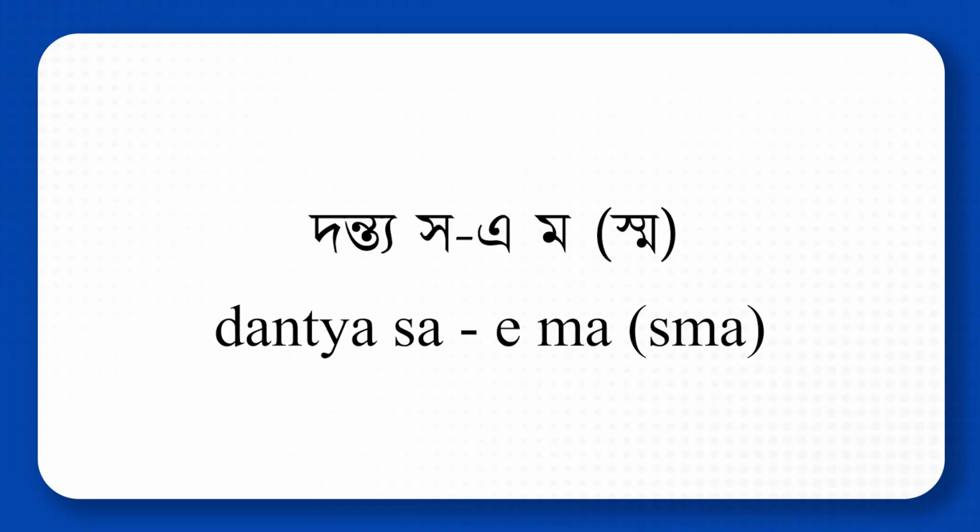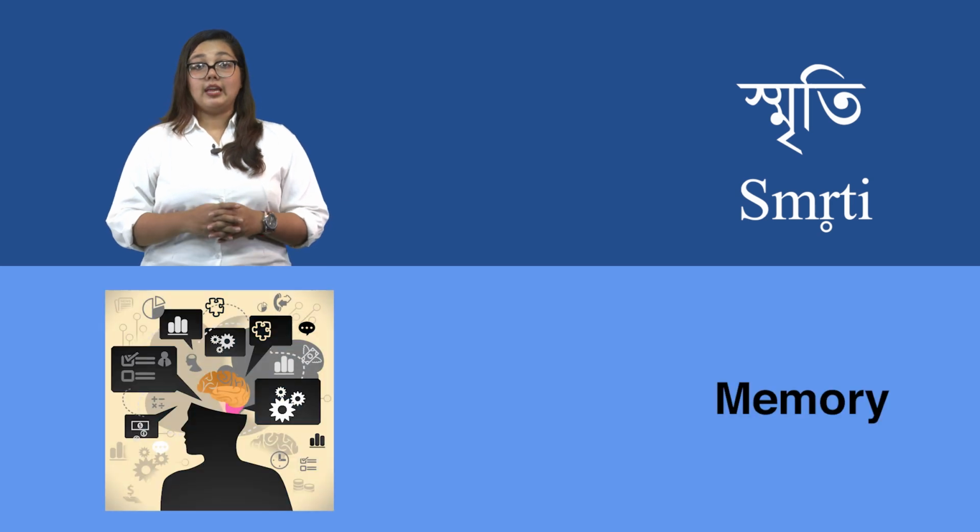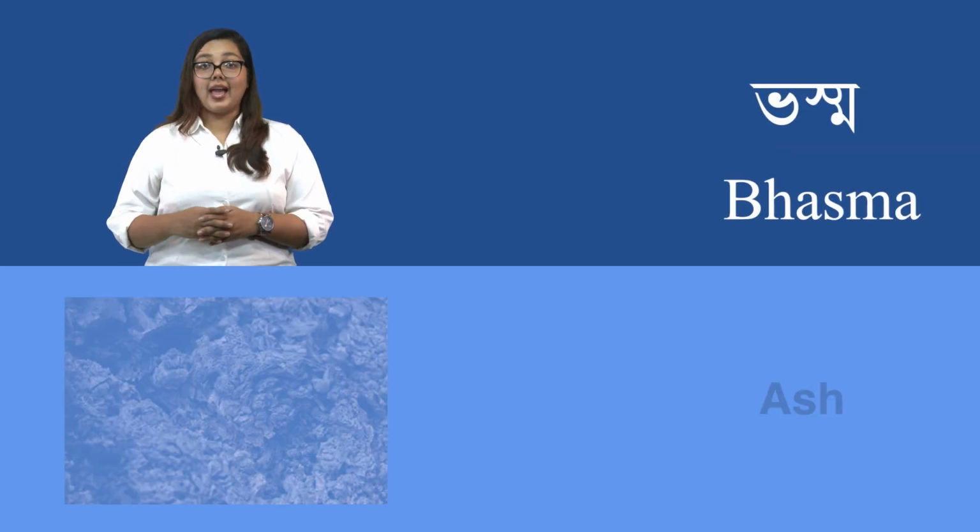The sixth cluster is Donte Shoe Moi. Donte Sho and Mo form this cluster. Here, Mo retains its shape, but Donte Sho changed completely. In words, we have Sriti, meaning memory, and Bhosho, meaning ash.